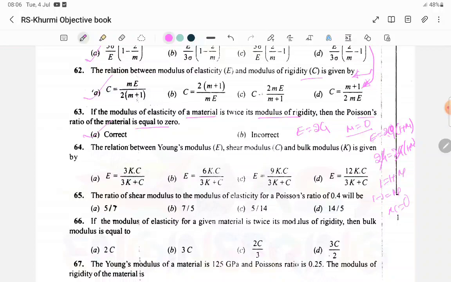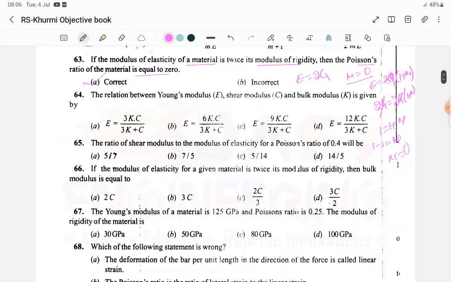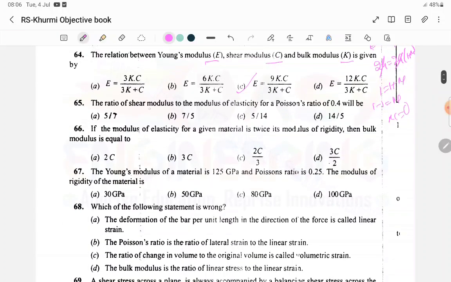So 63 is A. The relation between Young's modulus, shear modulus and bulk modulus is E equal to 9KG by 3K plus G. The ratio of shear modulus G and Young's modulus E for the given Poisson ratio. So they are asking, the first formula you have to apply, E is equal to 2G into 1 plus mu. So in place of mu you apply 0.4 and you get the G by E. So 65 is C. You will get C.